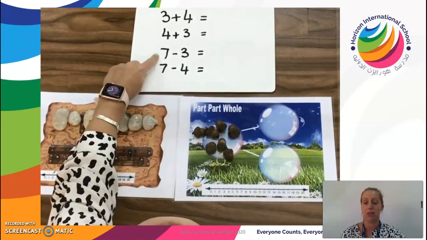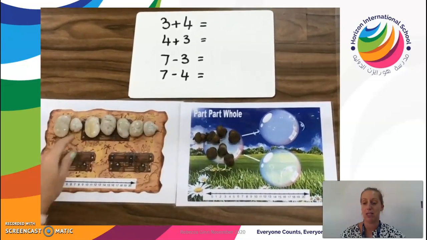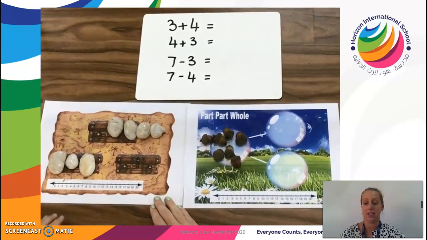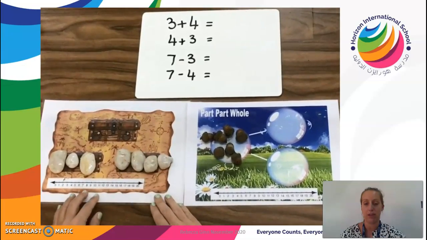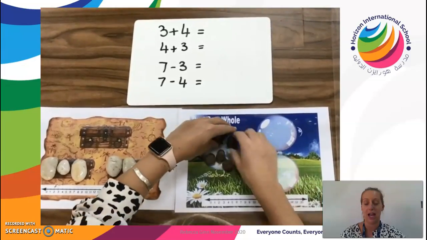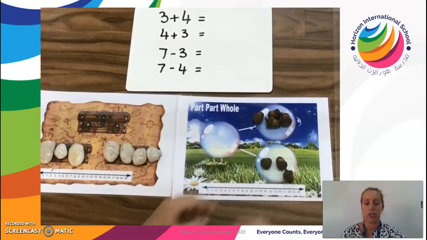We can also use part-part-whole for subtraction. Here I'm starting with 7 minus 3. I've got my 7 objects and we take away 3 for one part. This then leaves the other part, which we can see is 4. The same if I start with my 7 objects and I take away 4 of them. That leaves the other part, which is 3.